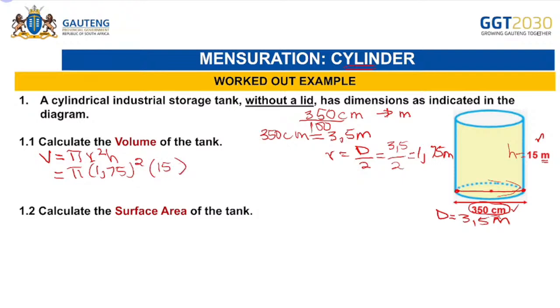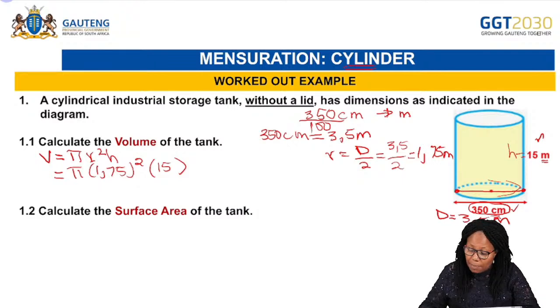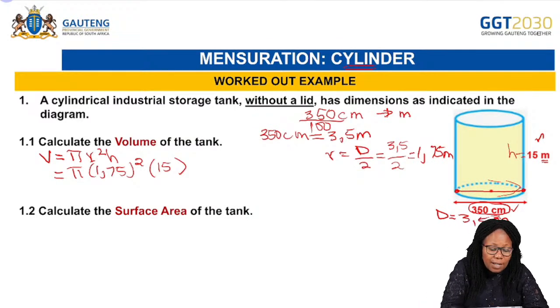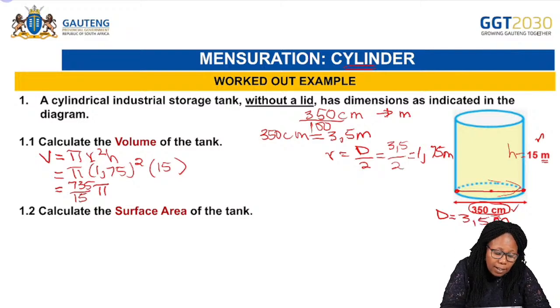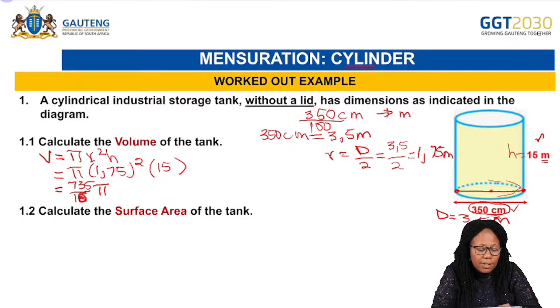Now we are going to put everything into our calculator. We have pi multiplied by 1,75 squared, multiplied by 15, grade 12. So in terms of pi, our answer will be 735 over 16 pi. If the examiners leave the answer in terms of pi, that is over 16, not 15, grade 12: 735 over 16 pi.